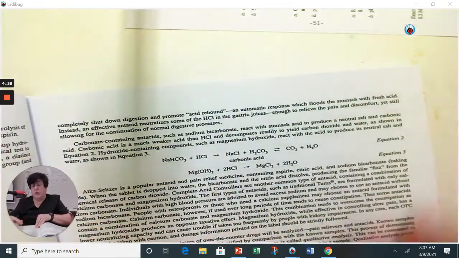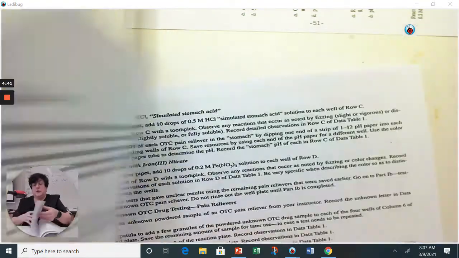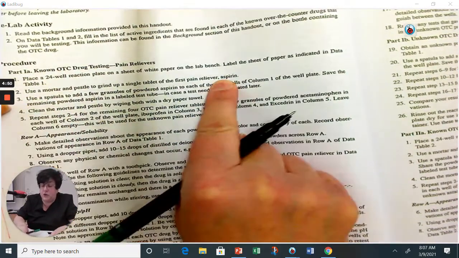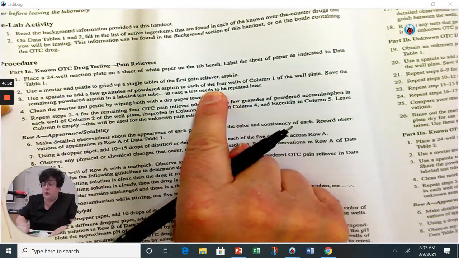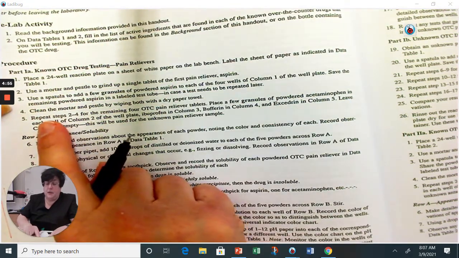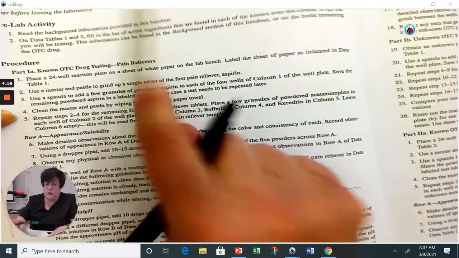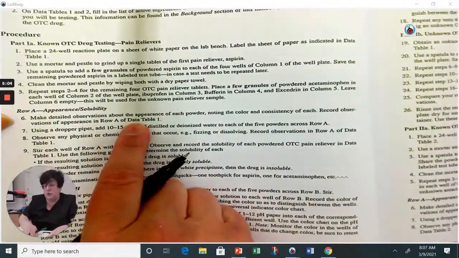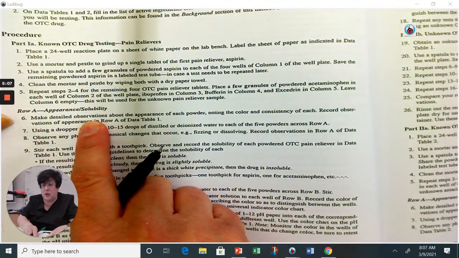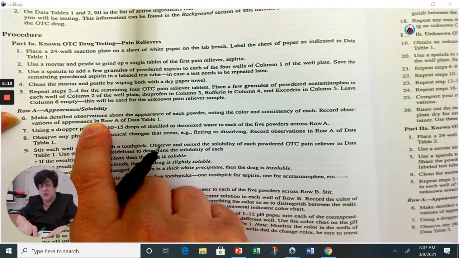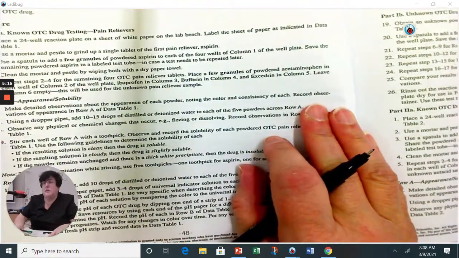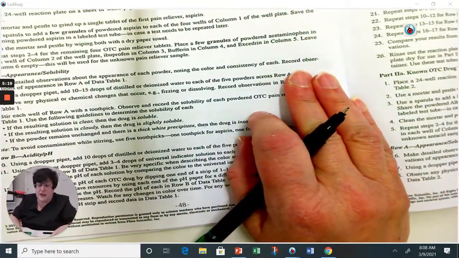The first thing I'm going to do, if we look at these directions, and for those of you in the classroom we'll go through this, is follow this procedure. I'm going to crush the different pain relievers. I'm going to put a few of the granules in the columns, and then I will add all the pain relievers to the table, and then we'll start doing observations. One of the first things we do is observe and describe its identity. What does it look like? Then we'll look at whether it is soluble in water. And then we'll test to see what kind of pH it has when it dissolves.